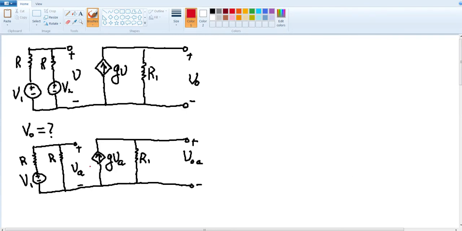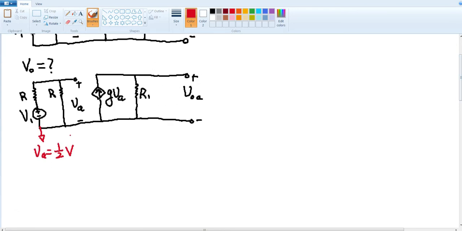First of all, we notice that this circuit can be calculated using node analysis. Let's choose the ground node, which is the bottom line. And then we can easily see that the voltage VA is 1/2 of V1. This is because this resistor R and this resistor R form a voltage divider. After we decide on VA, we can get the dependent current source value, that is GVA.